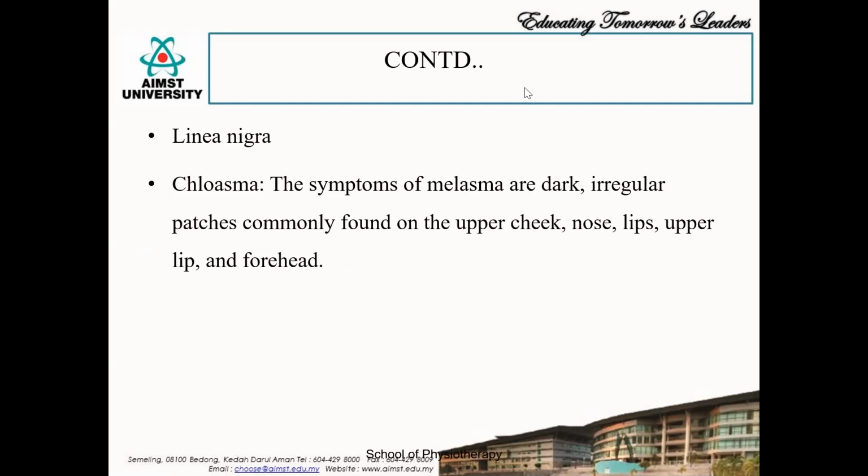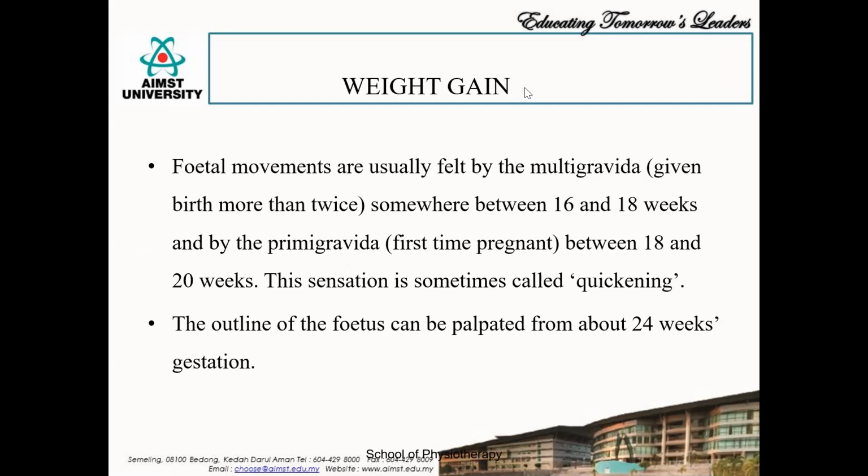Then next is chloasma. Chloasma is dark patchy areas in the cheek, nose, lips, upper lip, forehead, like that. You may have some patchy areas on the face. So that is called chloasma.